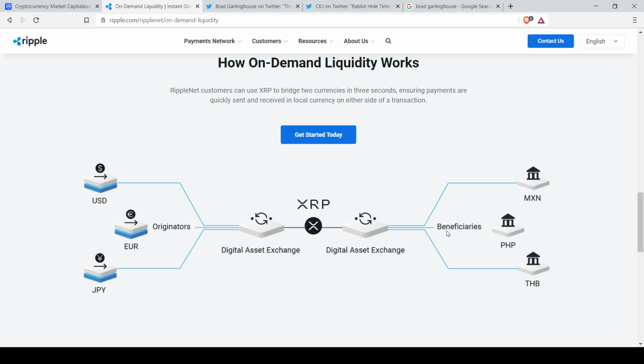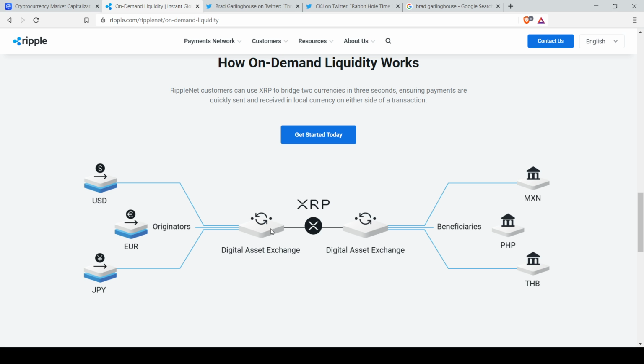The XRP is then back converted into whatever currency you want to transfer it. So starting point, whatever USD, Euro, transferred into XRP. XRP can be transferred back into whatever currency, worth Mexican, Philippine, whatever. The point is that it can transfer the money quickly and convert it to whatever currency you want.